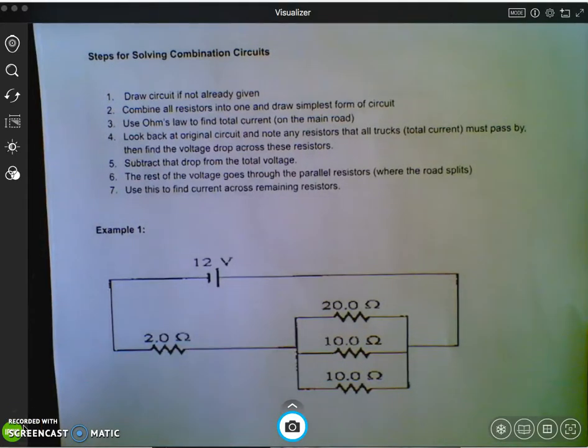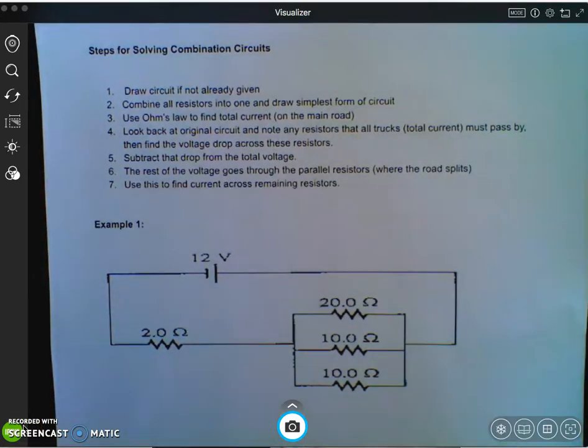Okay guys, so this is the third video, and really this isn't a lot of notes. This is mostly just examples for you of combination circuits. We're going to be using the same ideas we've been using the entire time.